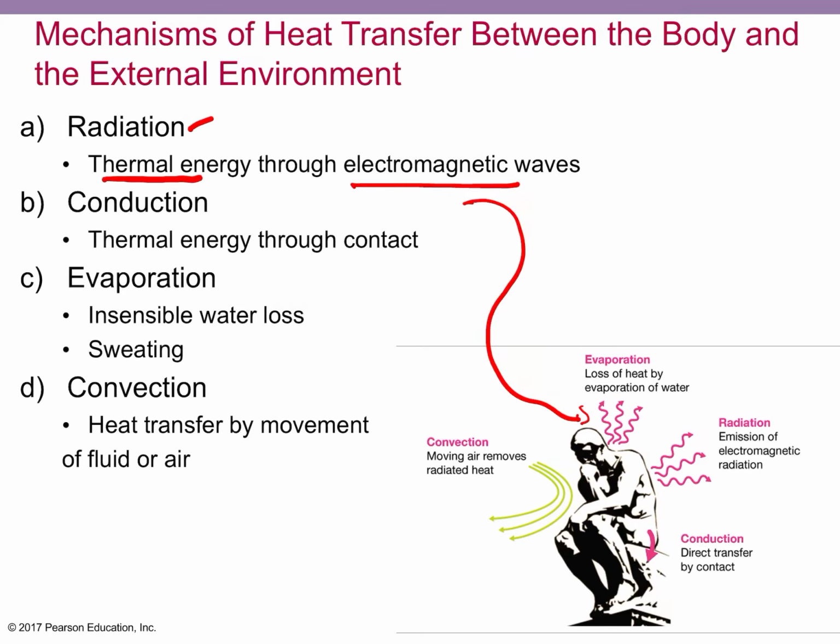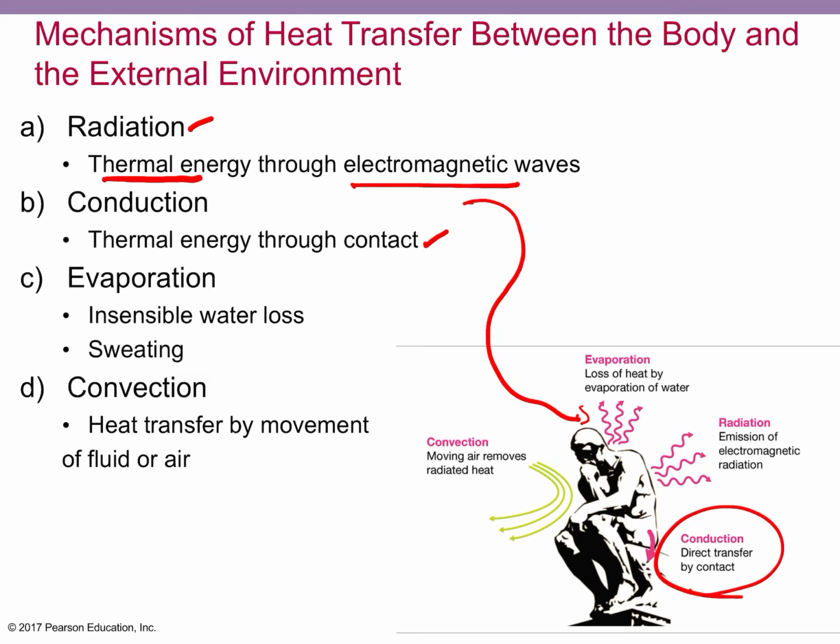You can also lose heat through thermal conduction just by touching cooler objects. So if you put your hand on a cold slab of cement, the heat from your body will be transferred into the cement. All right, so this is through direct contact.